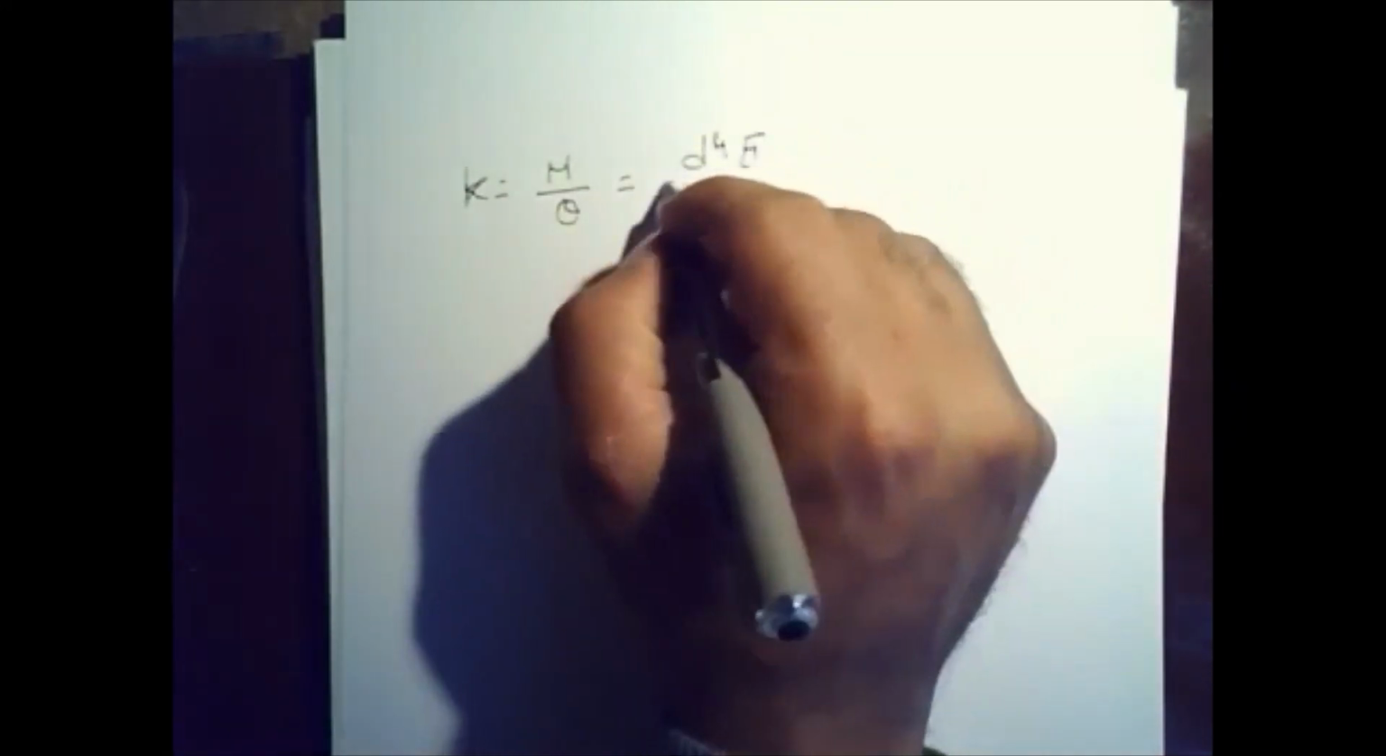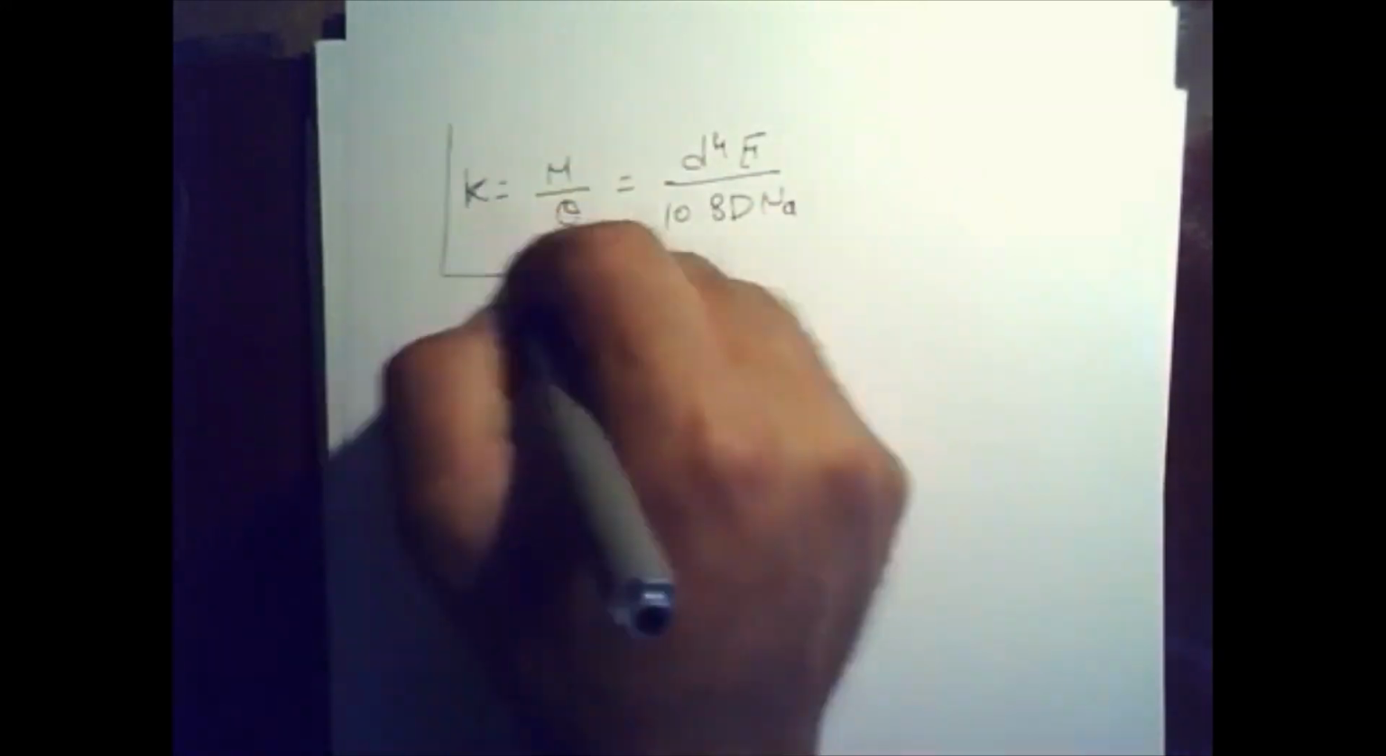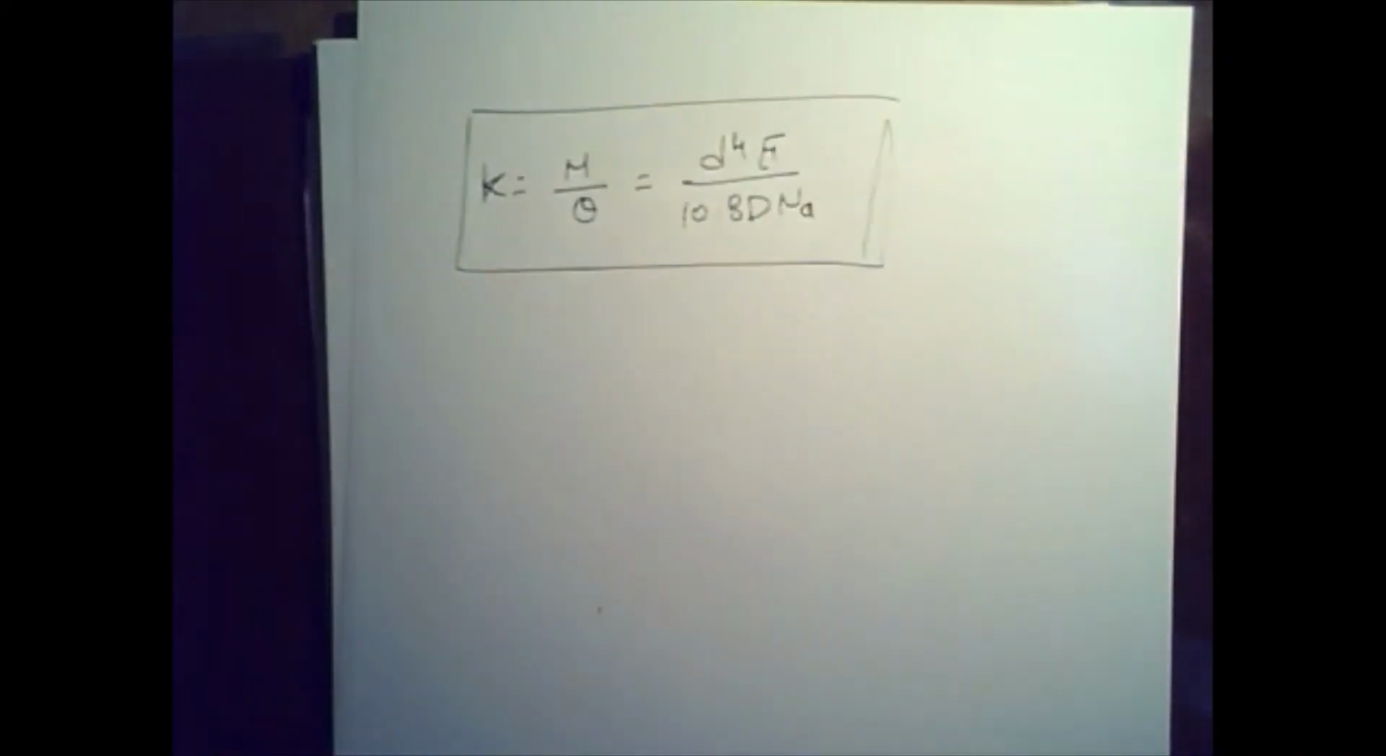And if you do this, K is going to be equal to M over theta. I'm going to use here the empirical solution. That's going to be equal to D^4 E divided by 10.8 D N_A. All right, and this is the stiffness of your torsion spring.